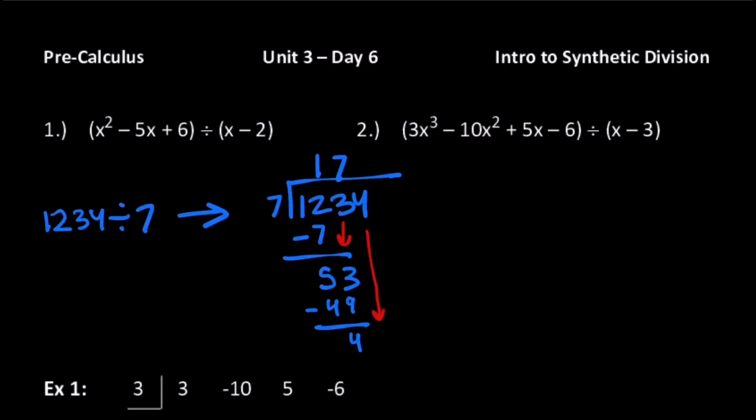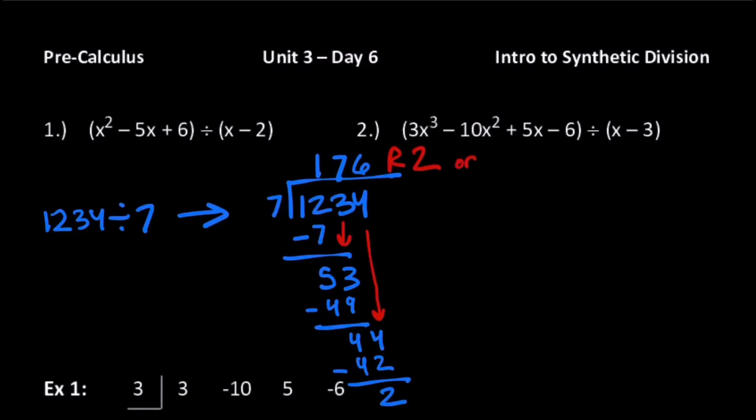So I've got 44. How many times does 7 go into 44? That is 6. 6 times 7 is 42. I subtract one more time, and I get a 2. Well, what does this 2 represent? I don't want a decimal here. This 2 represents a remainder. So I would say something like R2.